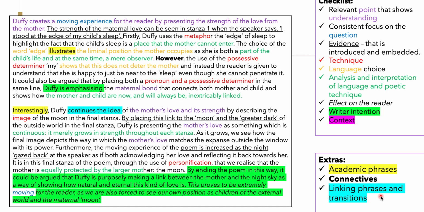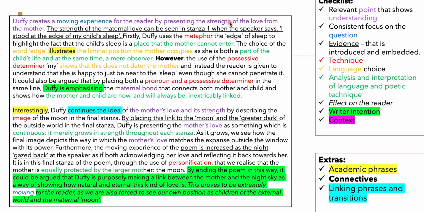So Duffy creates a moving experience for the reader. So it's purple here because this whole sentence is a relevant point that shows that I understand what the poem's about, but I'm also directly answering the question, and I've used the key word here. So Duffy creates a moving experience for the reader by presenting the strength of the love from the mother. This is my point.